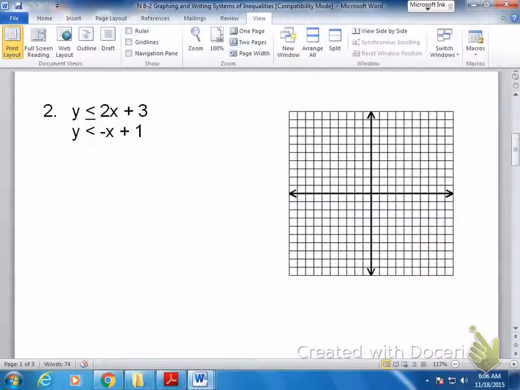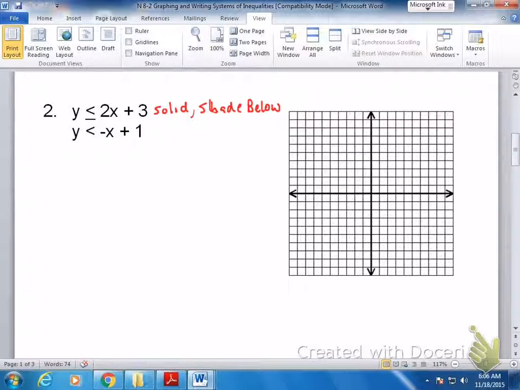So now we've got y is less than or equal to 2x plus 3, and y is less than negative x plus 1. So let's go ahead and make sure that we know how we're drawing our lines. Y is less than or equal to would be a solid line. And since y is less than or equal to our equation, we're going to shade below. So let's go ahead and plot that one.